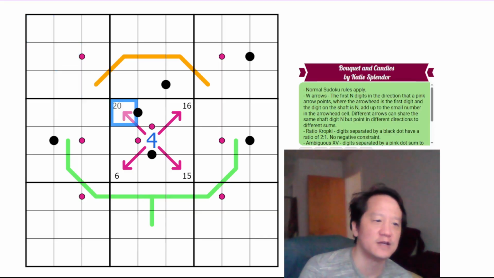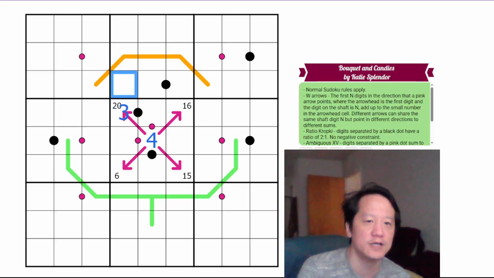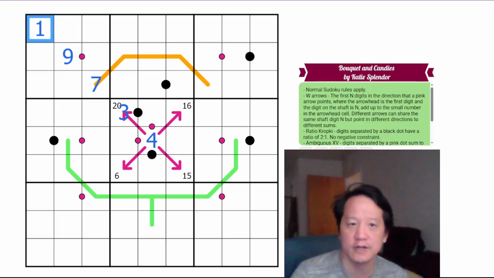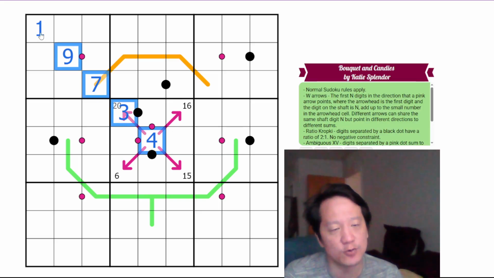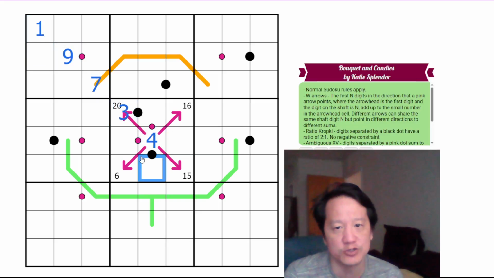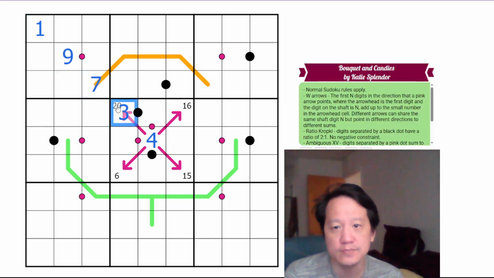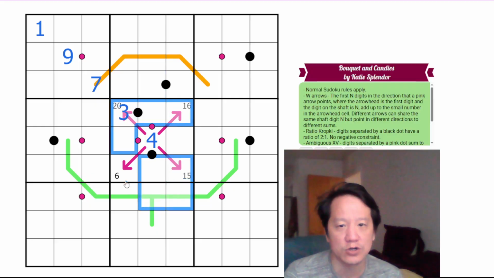So you could have something like 3, 7, 9, 1. And this would be valid because the first 4 digits, which is the digit n, the digit on the shaft, add up to 20. 3, 7, 9, and 1 add up to 20. And that's what the number in the small arrowhead is. So this is an example of how these W arrows work.